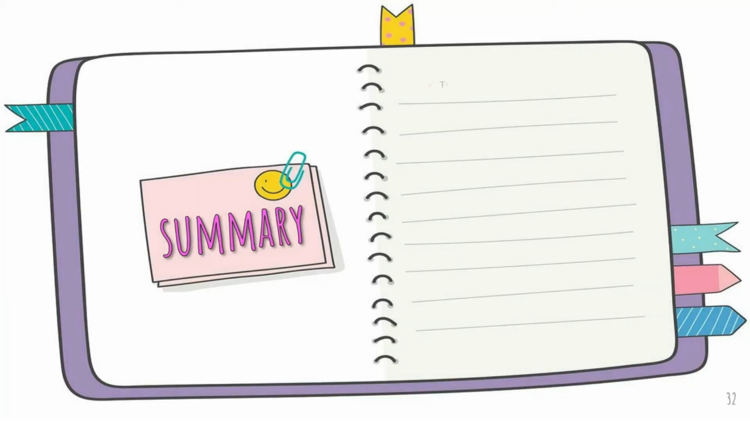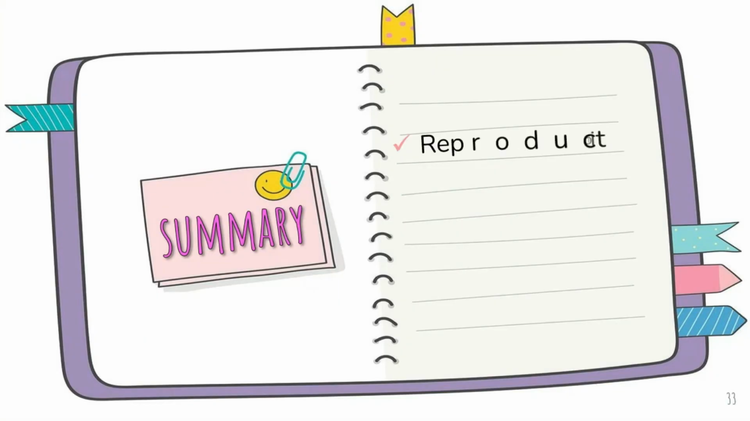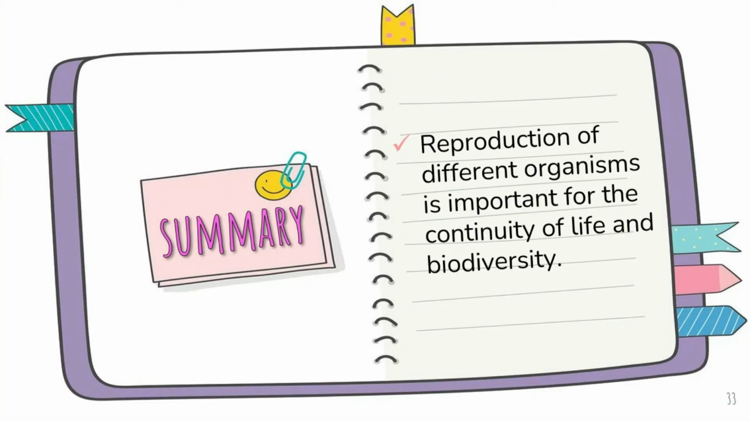Fourth, the different types of asexual reproduction are vegetative reproduction, binary fission, budding, spore formation, fragmentation, and regeneration. On the other hand, the different types of sexual reproduction are fertilization, conjugation, and pollination. Lastly, reproduction of different organisms is important for the continuity of life and biodiversity.